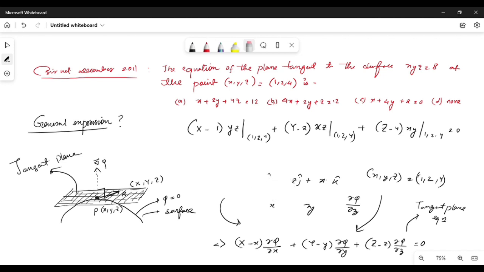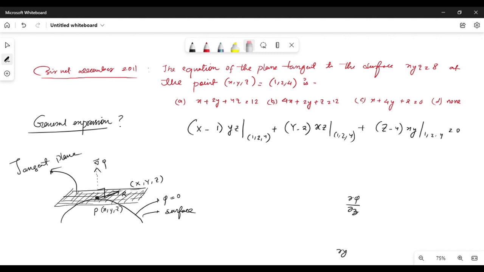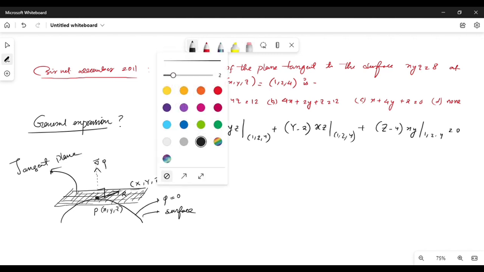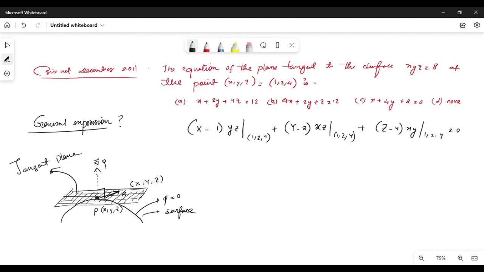So you may solve this, and let me omit this one. It would be X minus 1, it doesn't matter now because the coordinates are replaced, I can write small x also. X minus 1, then yz would be 8, and Y minus 2, xz would be 4, plus Z minus 4, xy would be 1 into 2, that is 2, which is equal to 0.